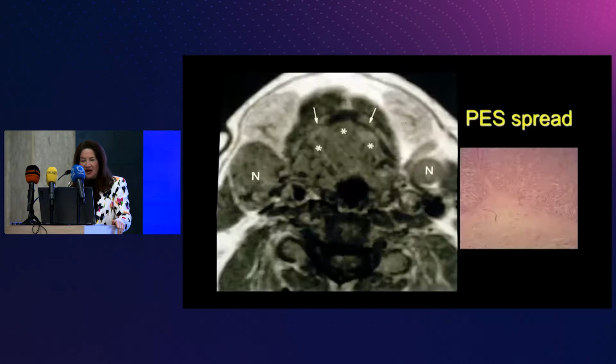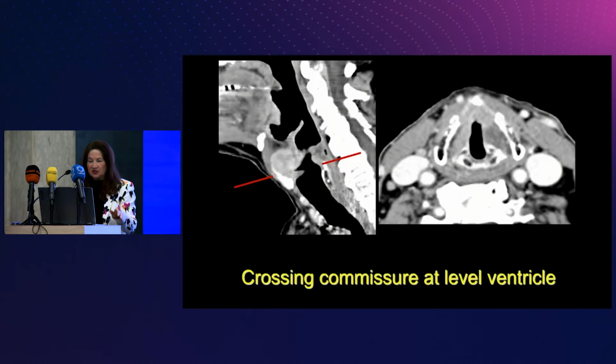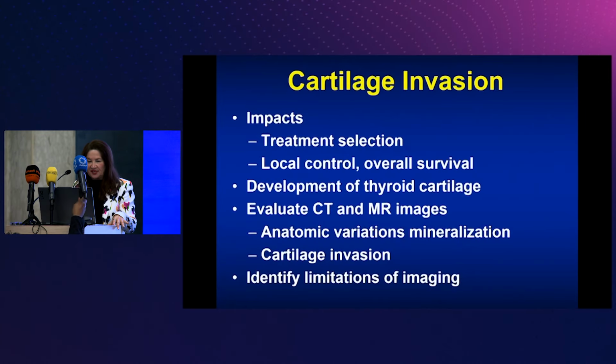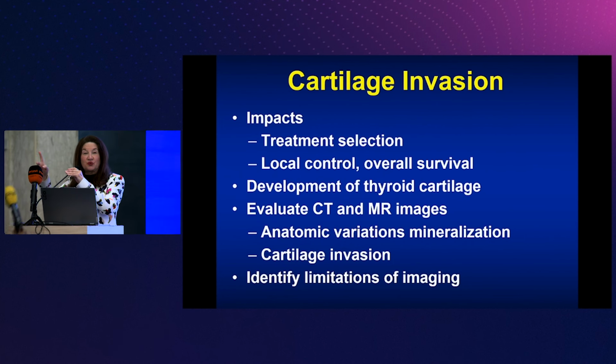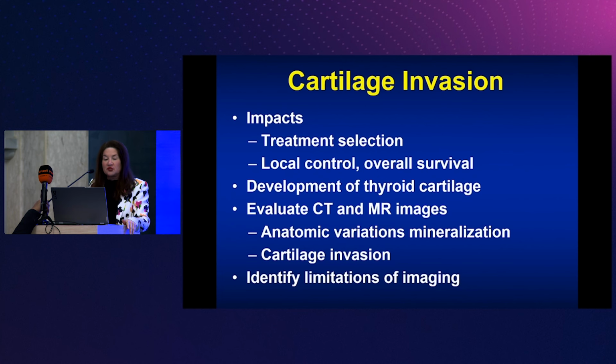So we're going to go back and we're going to finish up the cartilages, which are so important in this area. Let's just go to where we finished. All right, so remember, we said cartilage invasion impacts treatment. We're back on laryngeal cancer now. It really affects treatment selection. It also has indications for local control and overall survival.